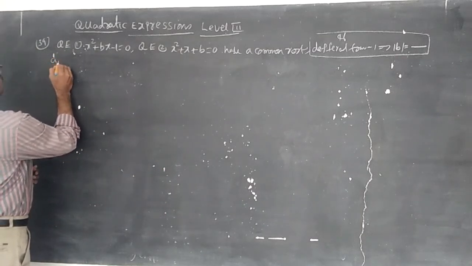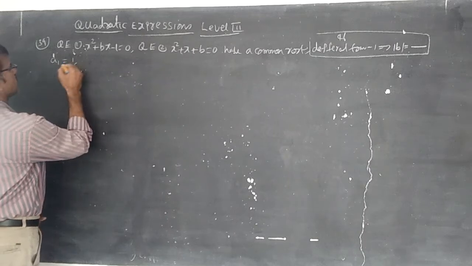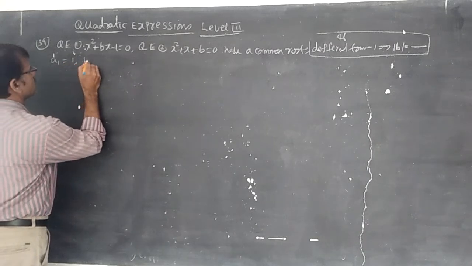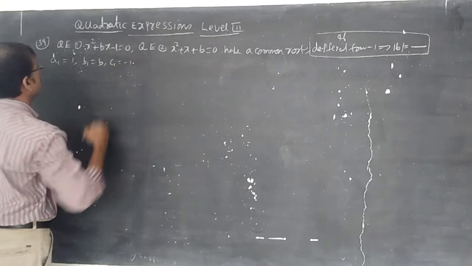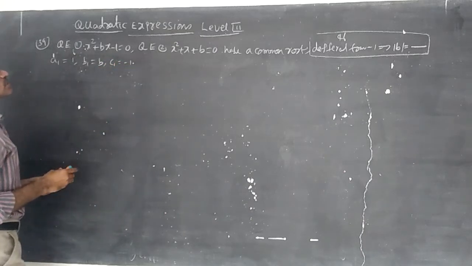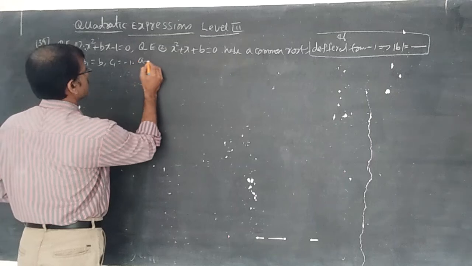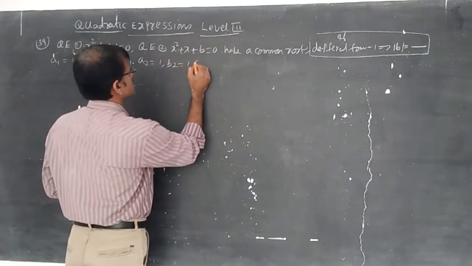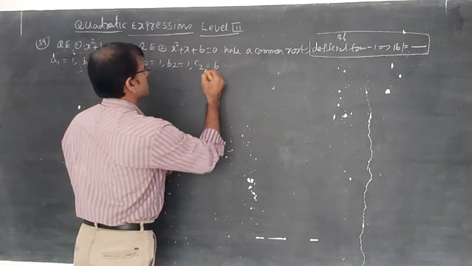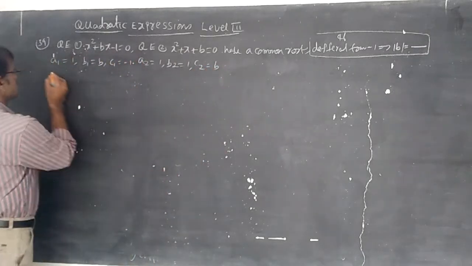Now let me make you remember a1, b1, c1 like this, as I am writing. I want to make you remember the common root concept. a1 is equal to 1, b1 is equal to b, and c1 is equal to minus 1. a2 is equal to 1, b2 is equal to 1, c2 is equal to b. This is the condition of the common root concept.